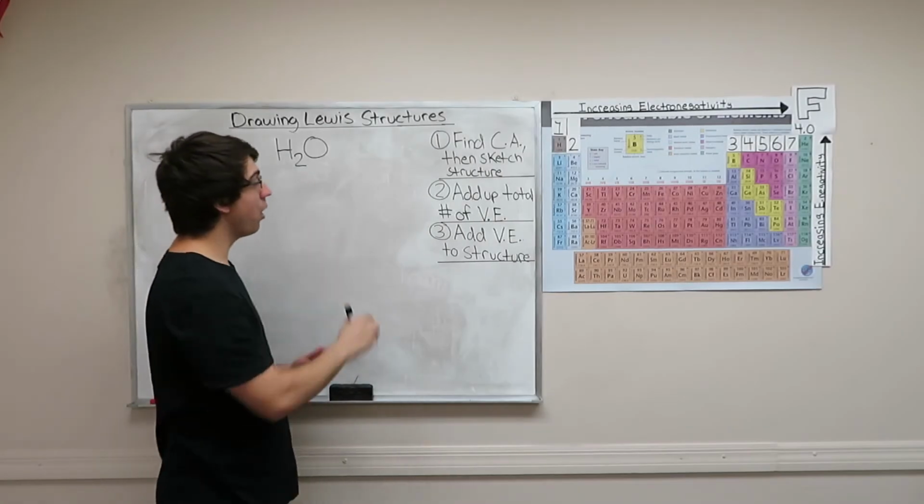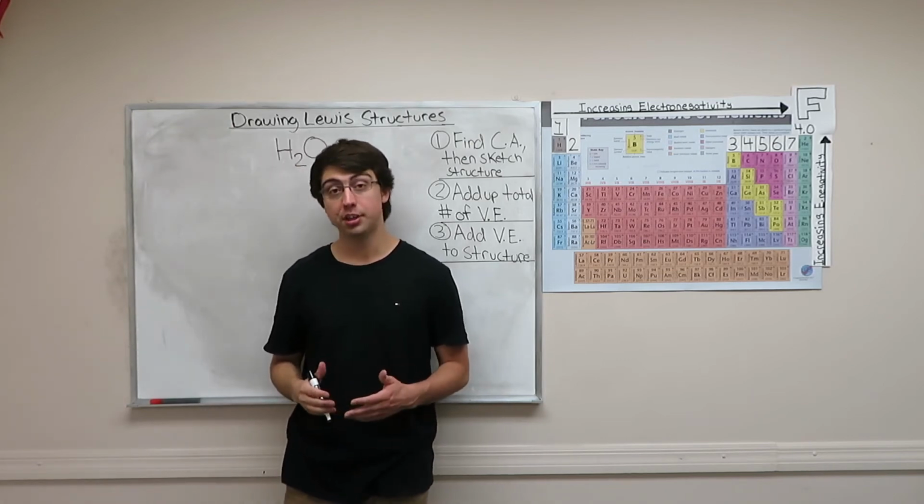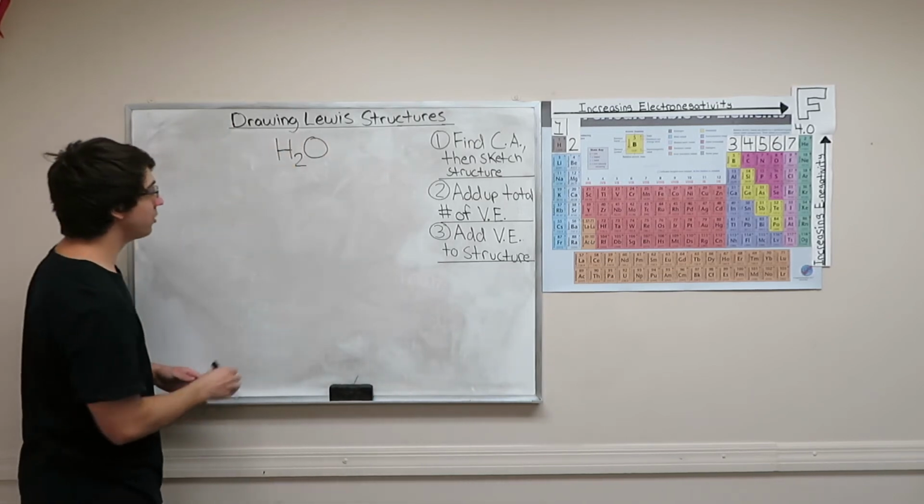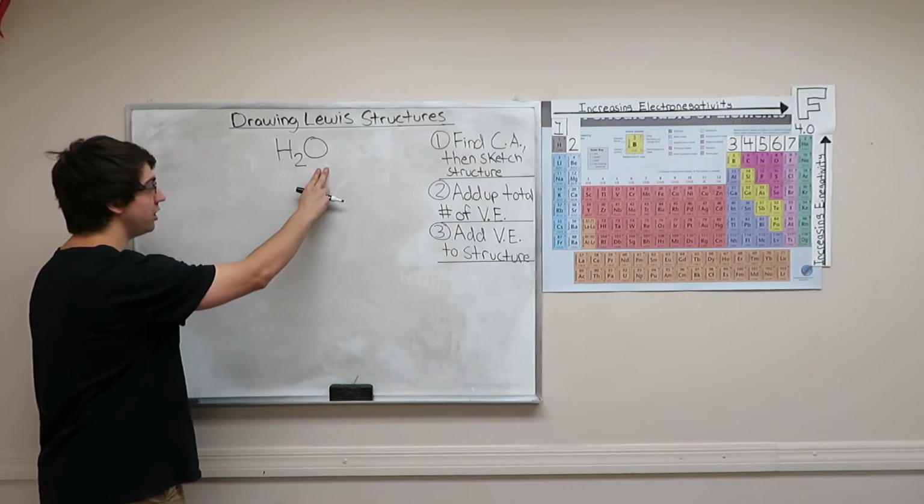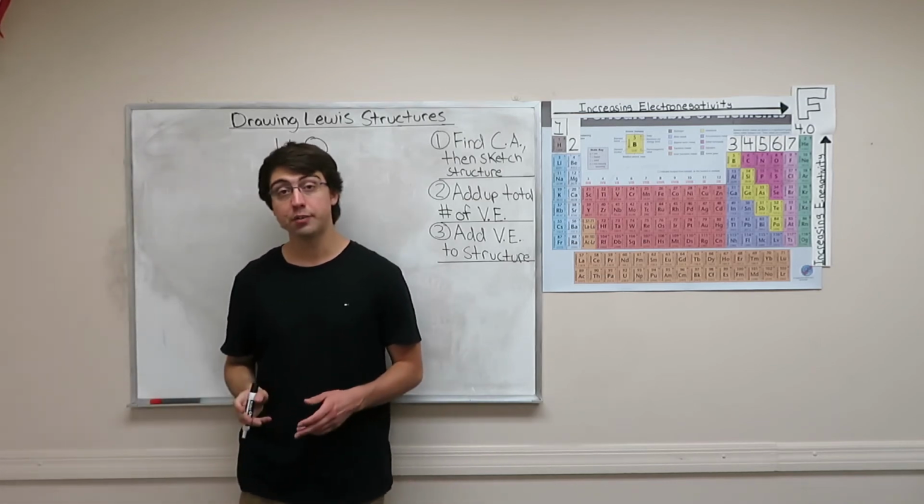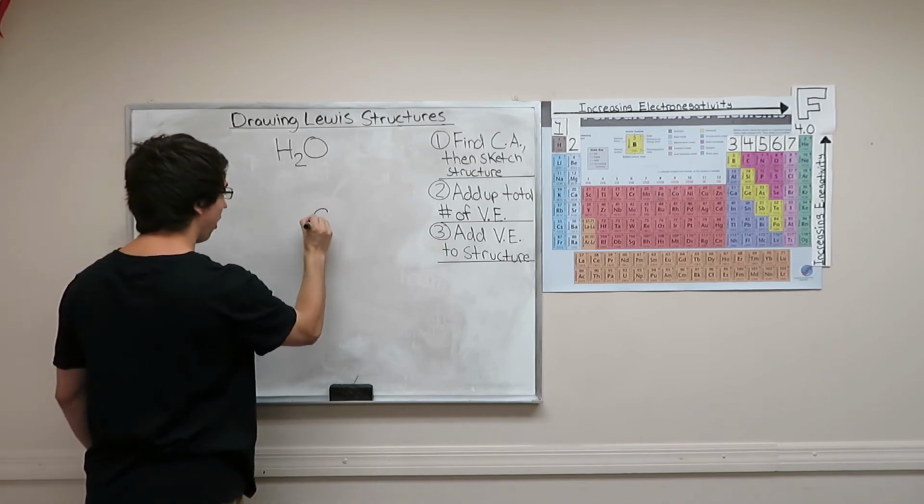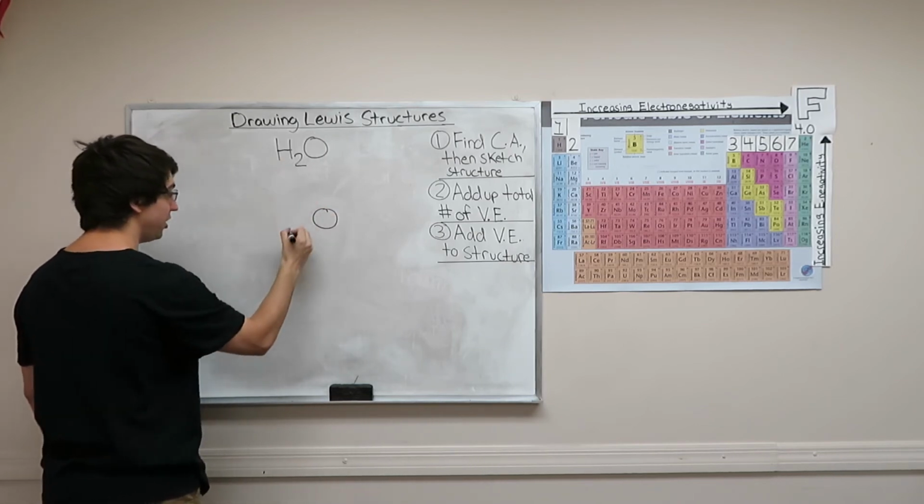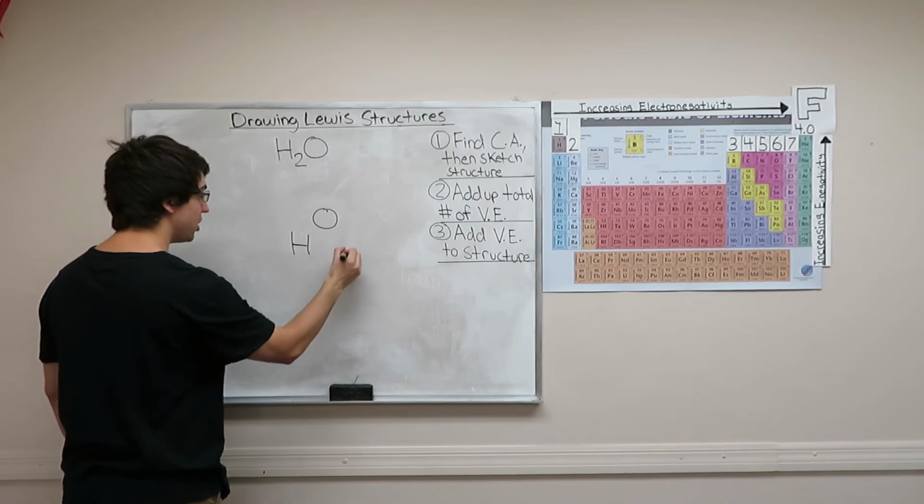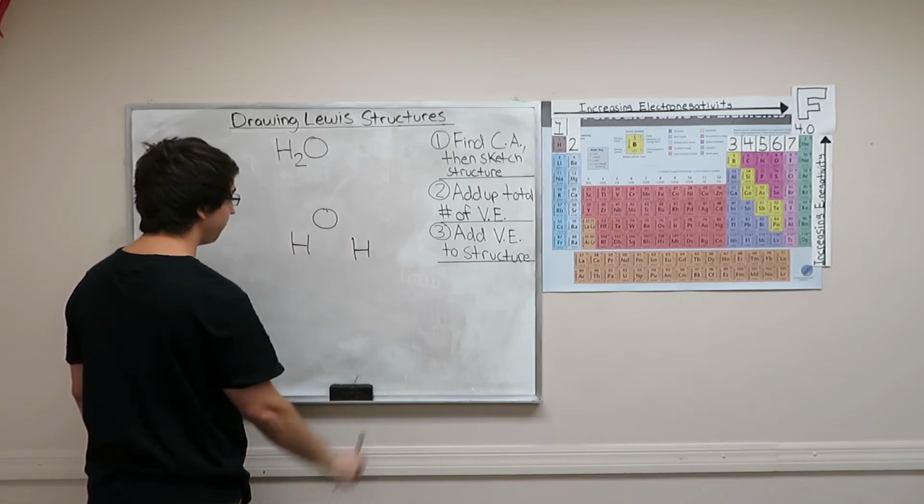We have H2O or water. The first thing I would do is draw up a skeleton of the structure. So H2O is made up of 2 hydrogens and 1 oxygen. As we know, hydrogen will never be the central atom. So that's going to make oxygen our central atom. So I'm just going to write oxygen here, and then we have 2 hydrogens surrounding it. So we got 1 hydrogen and then another hydrogen.